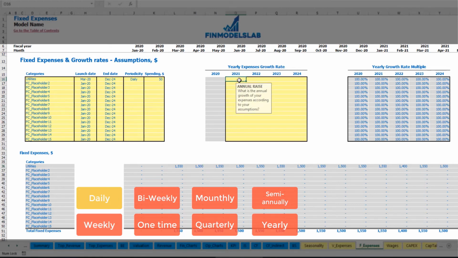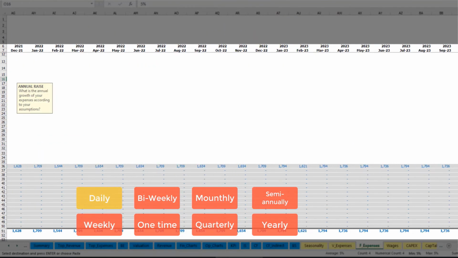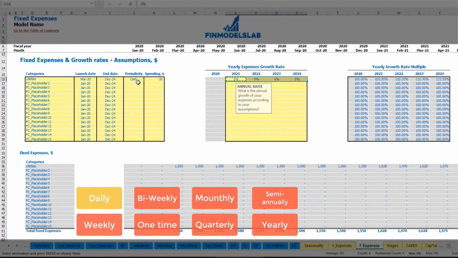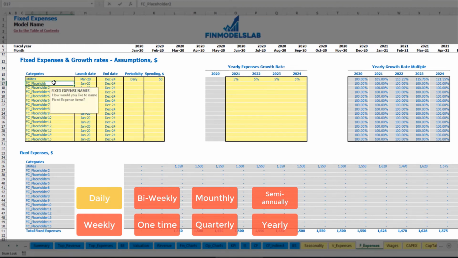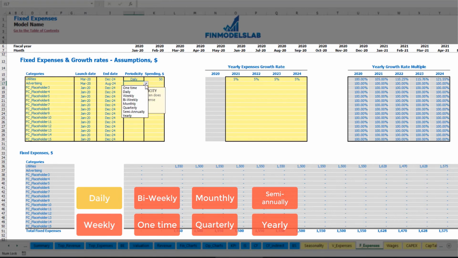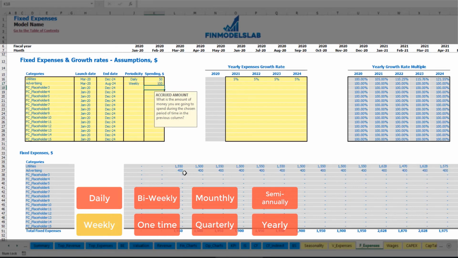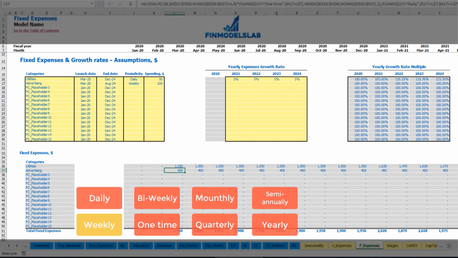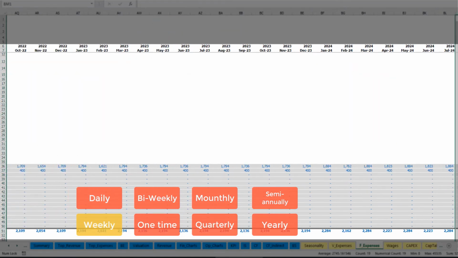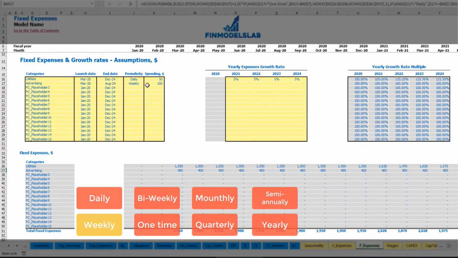Also, you have the ability to input some growth rate year over year. Once you input this growth rate, you will see that your utilities will grow over the years. Let me give you a couple of other expense types. For example, advertising. Let it start in March and finish in August 24. This will be on a weekly basis with an amount of $100 without any growth. So starting from March till August 24, you have $400 per month, which is 4 weekly payments each month.